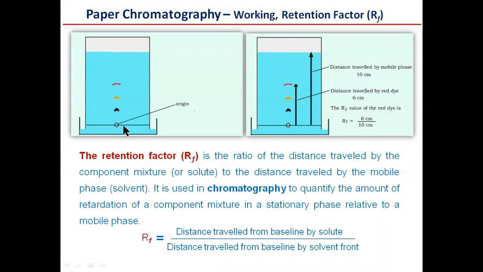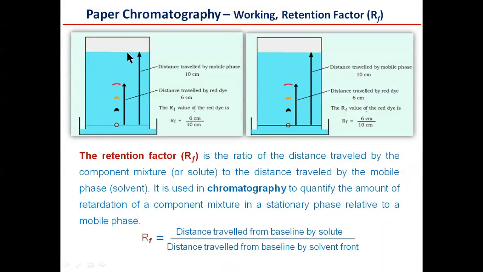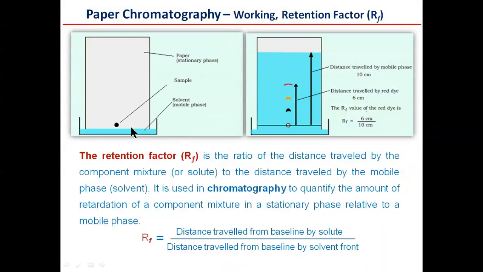You can see this is the baseline. The distance traveled from the baseline by the solute, or the constituent mixture, divided by, it is a ratio, the distance traveled from the baseline by the solvent front. So this is the solvent front, or the mobile phase, the total distance traveled by the solvent or the mobile phase from the baseline. So it's very simple. The ratio of the distance traveled by the component mixture or solute to the distance traveled by the mobile phase or solvent.